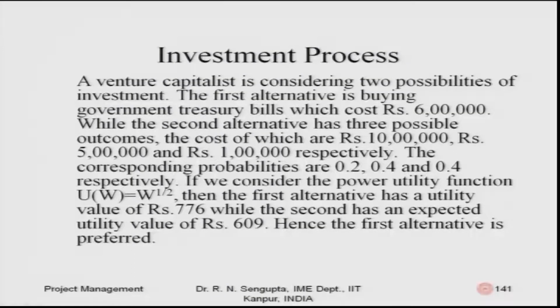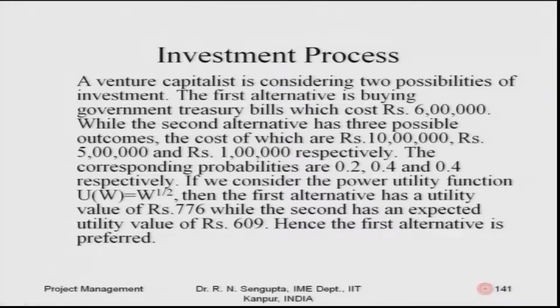So, consider a very simple example. A venture capitalist is considering two possibilities of investment. Consider they are projects. The first alternative is buying government treasury bills, which costs 6 lakhs, while the second alternative has 3 possible outcomes, which are 10 lakhs, 5 lakhs, and 1 lakh, with corresponding probabilities of 20%, 40%, 40%.